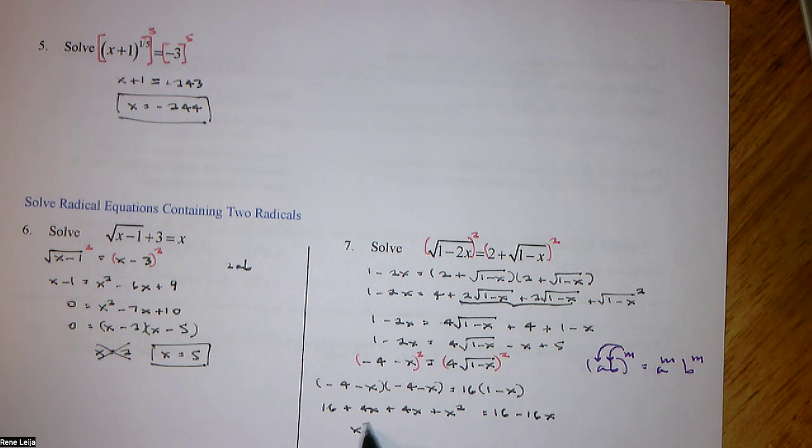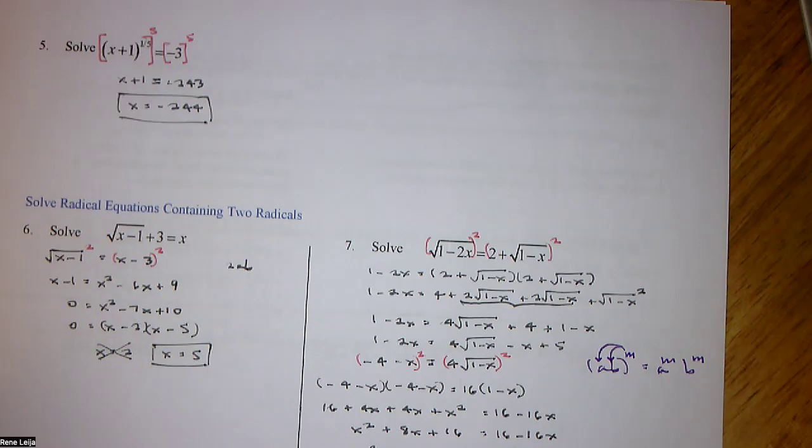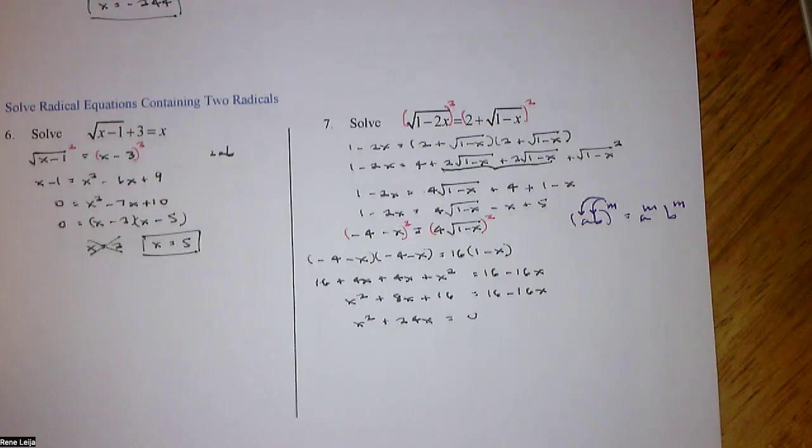Now we're going to clean this up. X squared minus 8x plus 16 equals the right side. So now we need to move everything together. So here's my x squared. I'm going to add 16x to both sides, which makes this a 24x. 16 plus 8 is 24. And notice what happens here. I subtract 16 from both sides, so they go away. So this is what we have left.